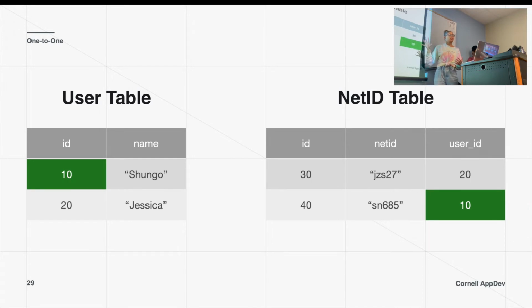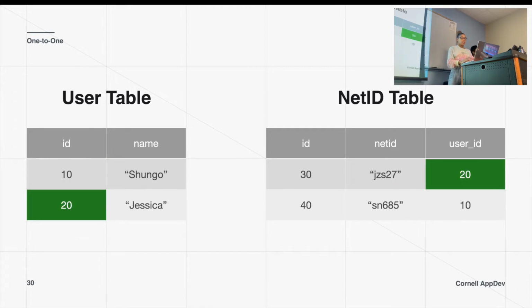Does everybody follow? Okay, awesome. So again, the other example: user ID 20, Jessica; user ID 20, JZS27. This net ID belongs to Jessica.